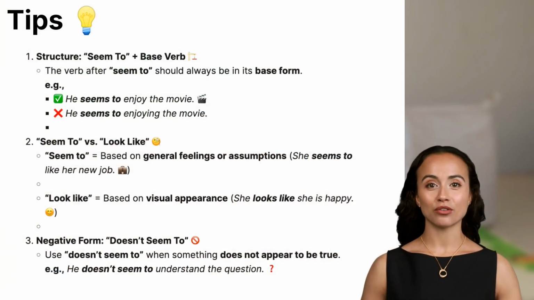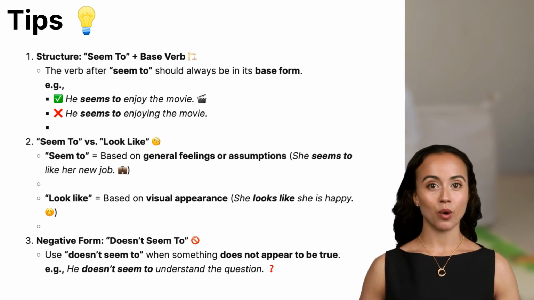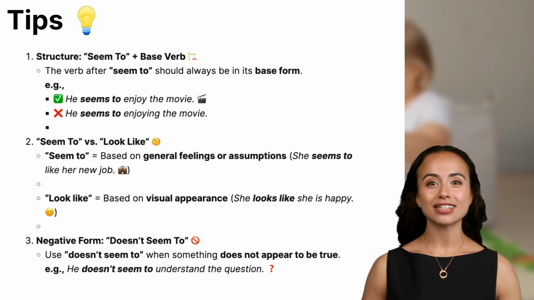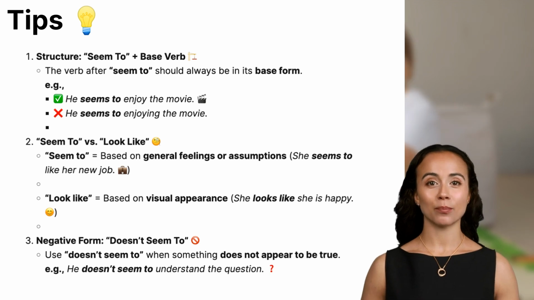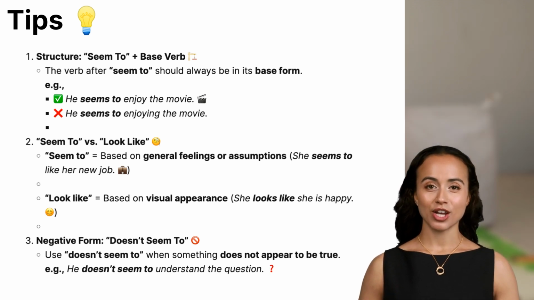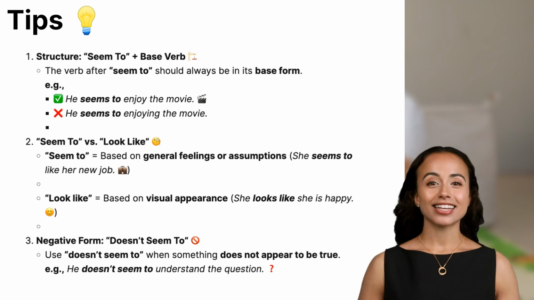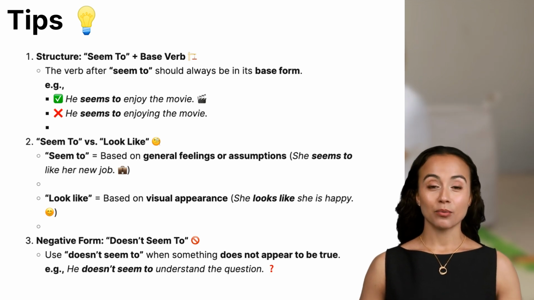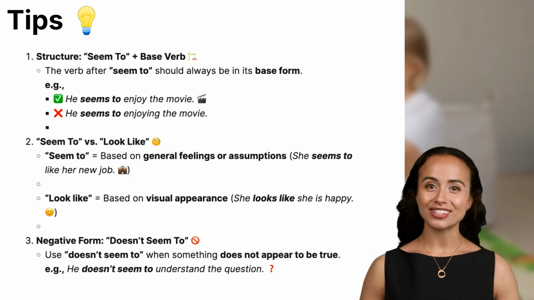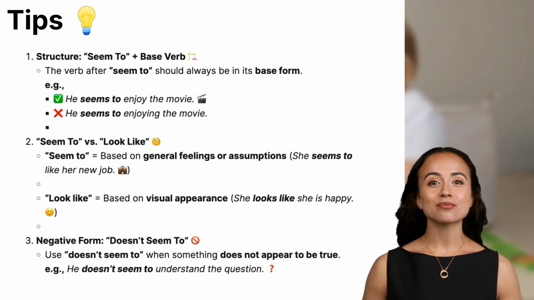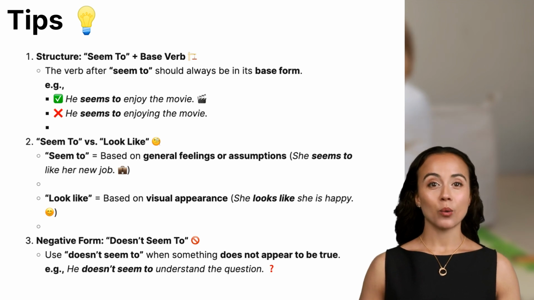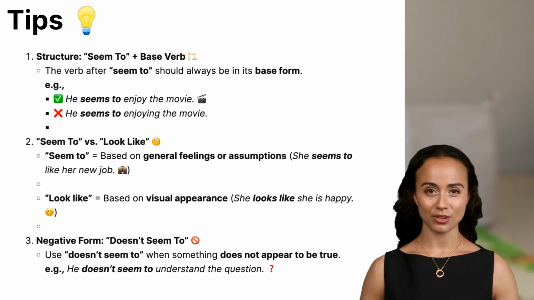Now that we've covered the different ways to use "seem to," let's go over some important tips to help you use it naturally and correctly in conversations. 1. Structure: "seem to" plus base verb. The verb after "seem to" should always be in its base form, without "-ing" or "to" before it. Correct: He seems to enjoy the movie. Incorrect: He seems to enjoying the movie. More examples: She seems to understand the instructions. They seem to know a lot about this topic. Always remember to use the base verb after "seem to."